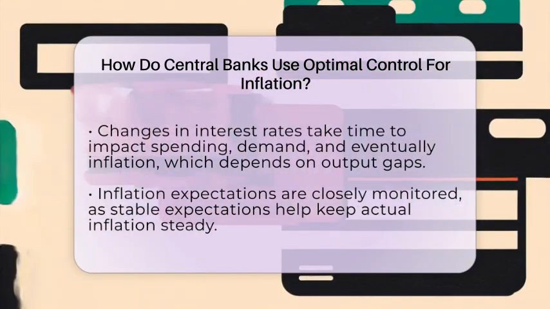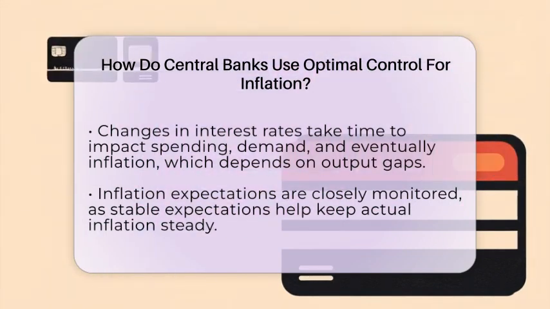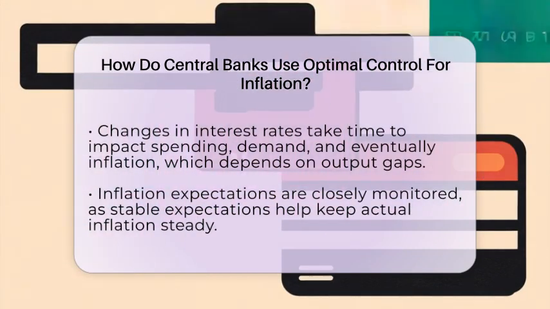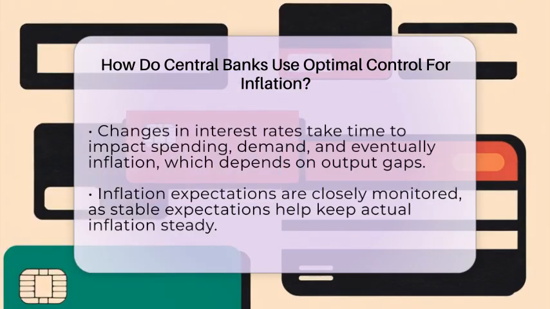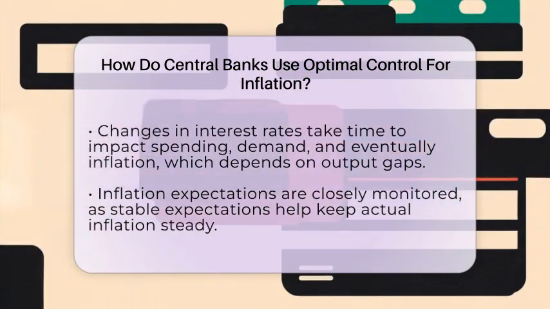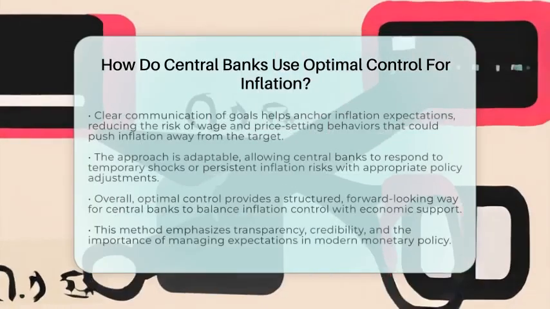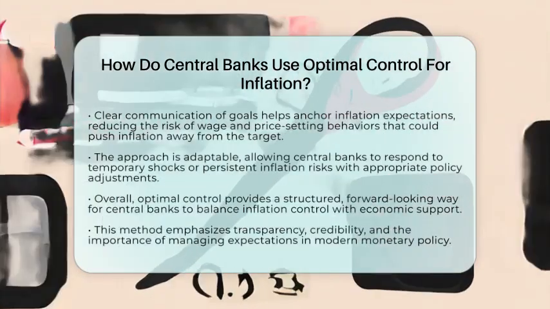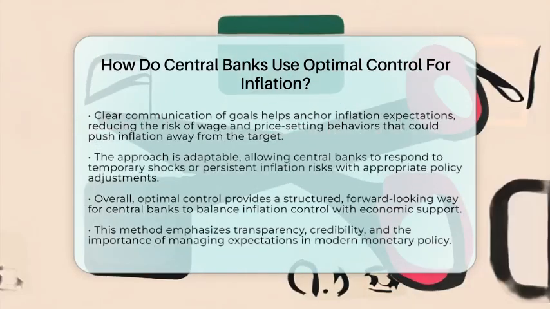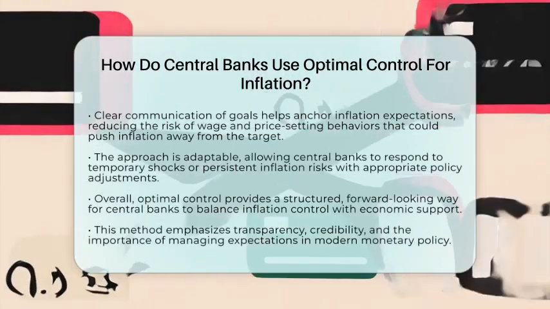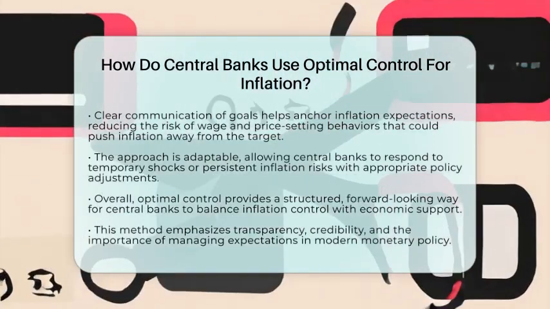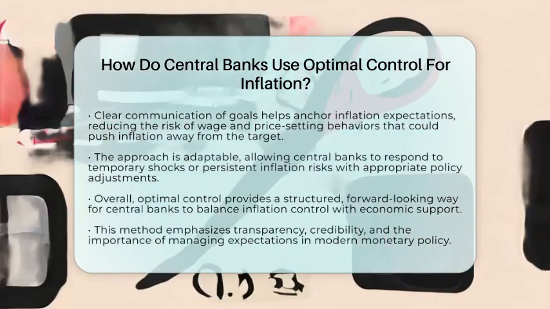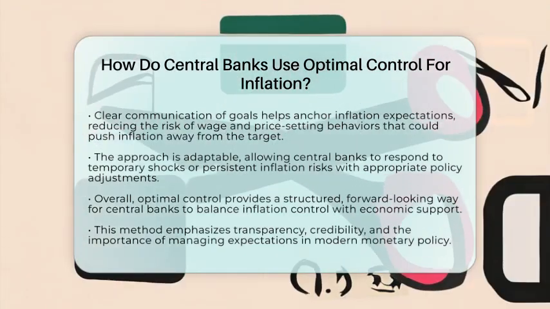When expectations are well anchored, it reduces the risk of wage and price-setting behaviors that could push inflation away from the target. The optimal control approach is flexible, allowing central banks to adapt to different situations, like temporary supply shocks. If inflation rises due to a supply disruption but is unlikely to last, the bank might look through it. But if inflation risks becoming persistent, they might tighten policies more aggressively.